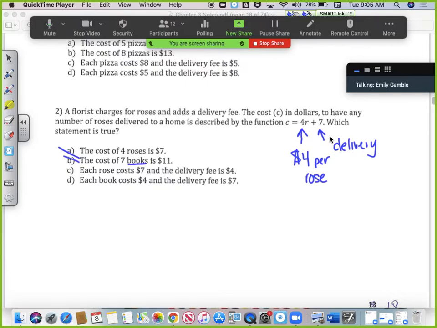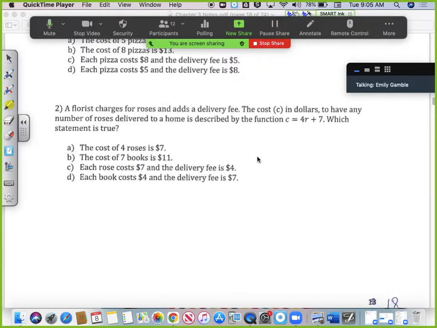Wait, there might not be a right answer. Yeah. It says each rose costs $7. Delivery fees. It looks like they forgot to change this word from book to roses. It should be D, but they forgot to change that from the last question.